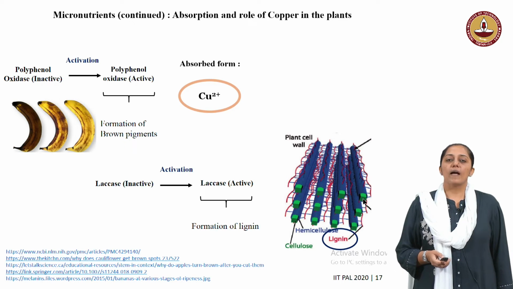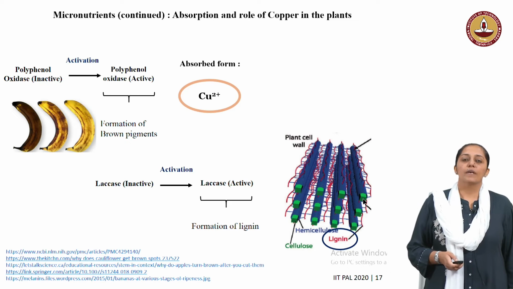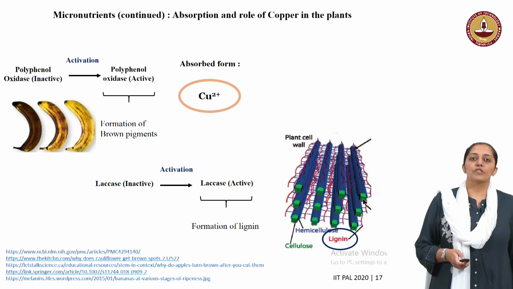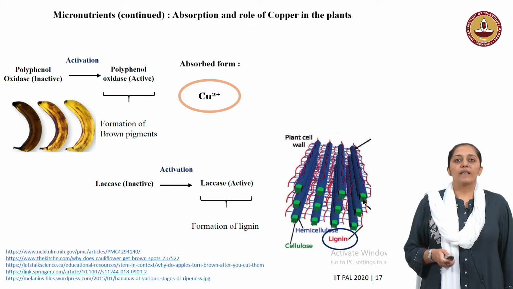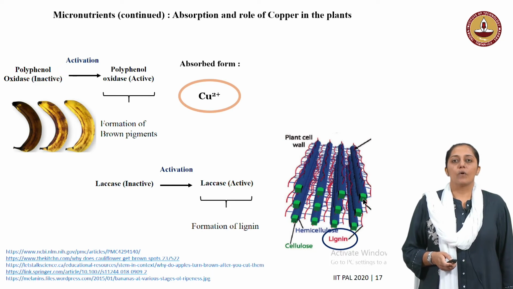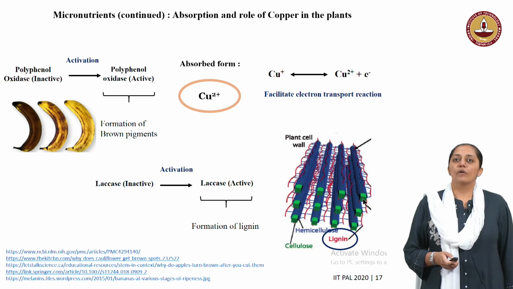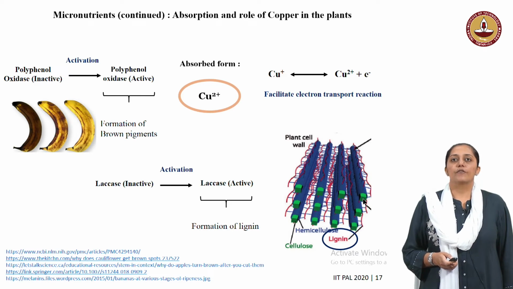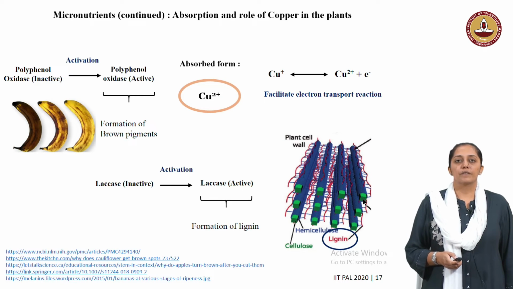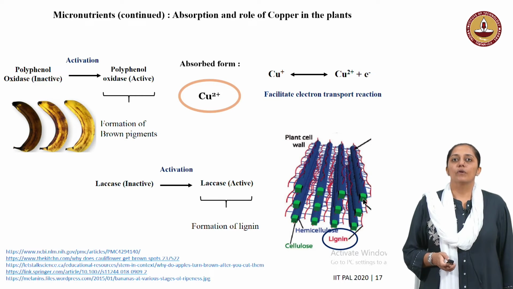It also acts as an activator of the laccase enzyme. Now, the laccase enzyme is involved in the formation of lignin, where lignin is the structural component of the plant cell wall, especially the secondary cell wall, which is responsible for its strength. Copper also facilitates the electron transport reactions by converting between cuprous and cupric forms.